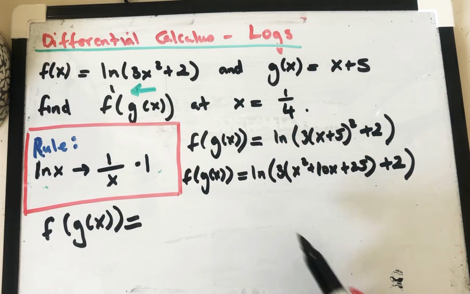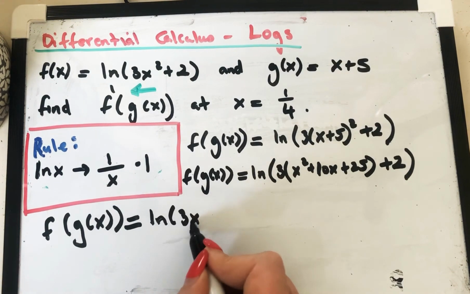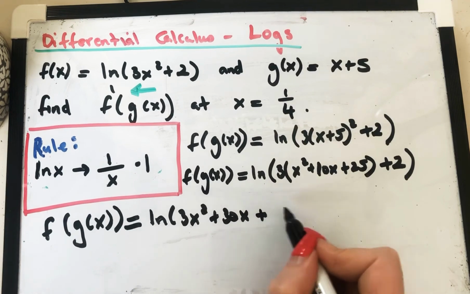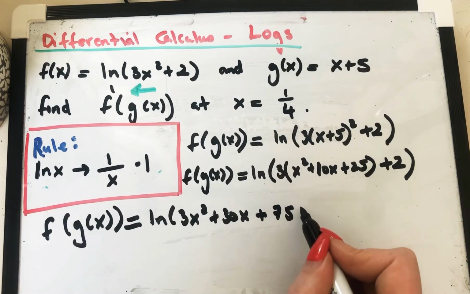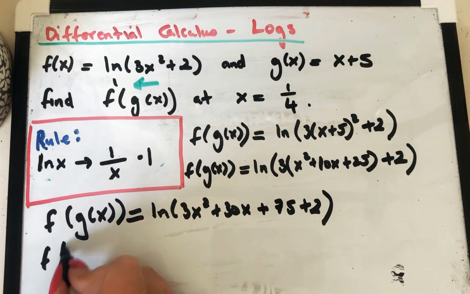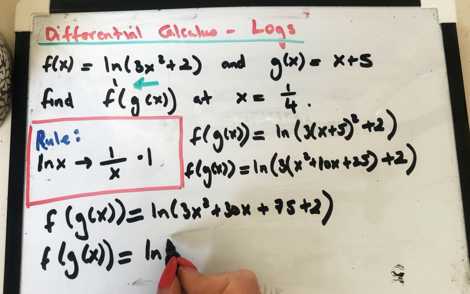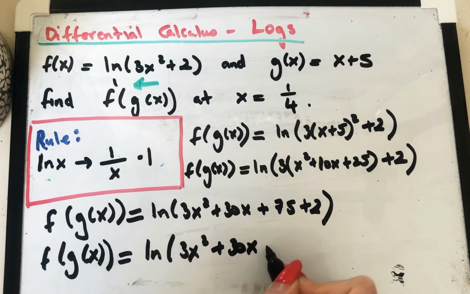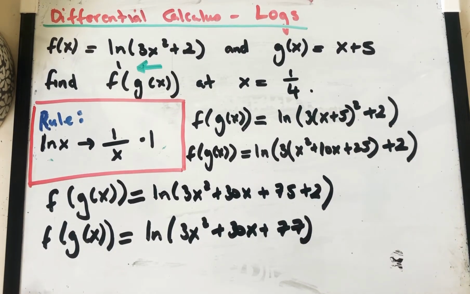So we can see here that we must multiply by our 3. So we have ln of 3x squared plus 30x plus 75. And this 2 is not being multiplied by the 3, so we'll just write down plus 2. So just be careful with that. And then finally, before we can do any differentiating, we have to add the 75 and the 2, which gives 77. Okay, so that there is the composite element of our function sorted.